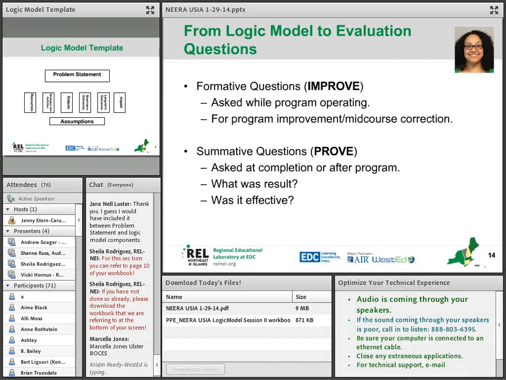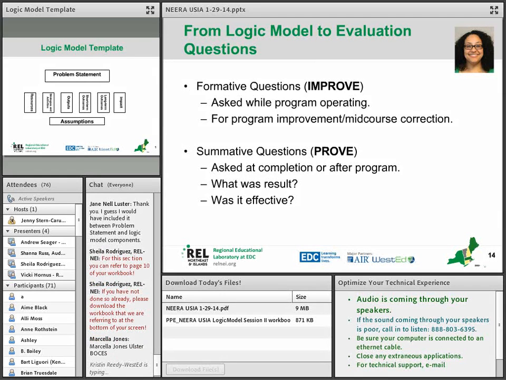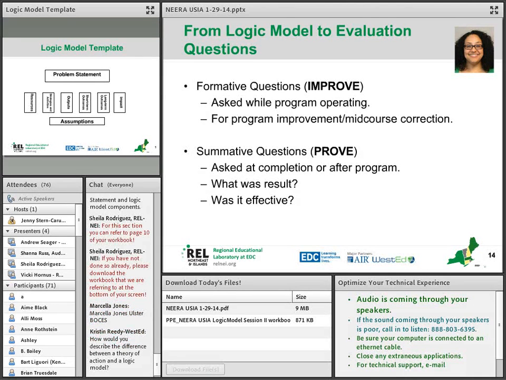So if the purpose is on improvements to the program or policy, then one would need to develop formative questions. But if you are looking more on the impacts, then summative questions will need to be developed and will be more appropriate. So for example, formative questions are asked while the program is operating and can be asked if you are looking for improvements during the middle of the program.